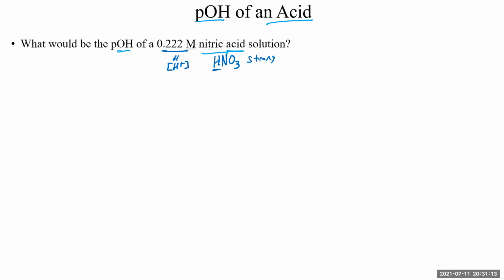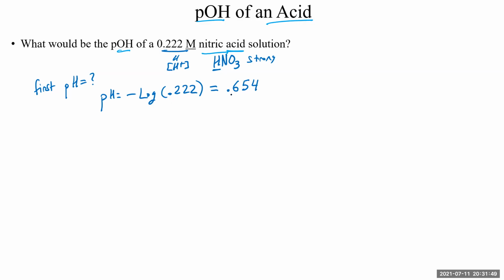Well, let's do this. First, step one, let's figure out the pH. So pH is going to equal the negative log of the hydrogen ion concentration, which is going to be 0.22. I don't bother with the molarity unit because the pH doesn't have a unit, so it doesn't matter if I put it on. Okay, so if I take the negative log of that, I get 0.654. And again, no units.